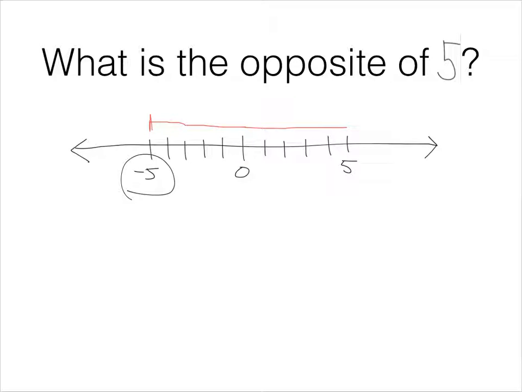And the same would be true for negative 5. If I said, what's the opposite of negative 5? Well, I'd be counting my directions back to 0, and then going in the next direction to get to positive 5. So opposites are always going to be the same number, just with the opposite sign. If it's positive, it'll be negative. If it's negative 5, it'll be positive 5.